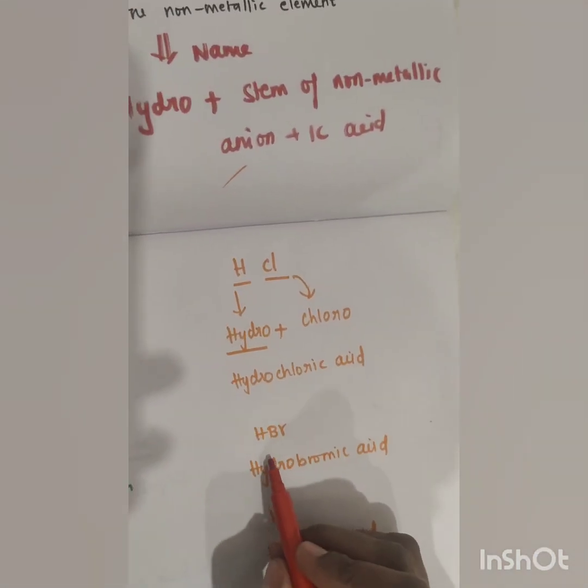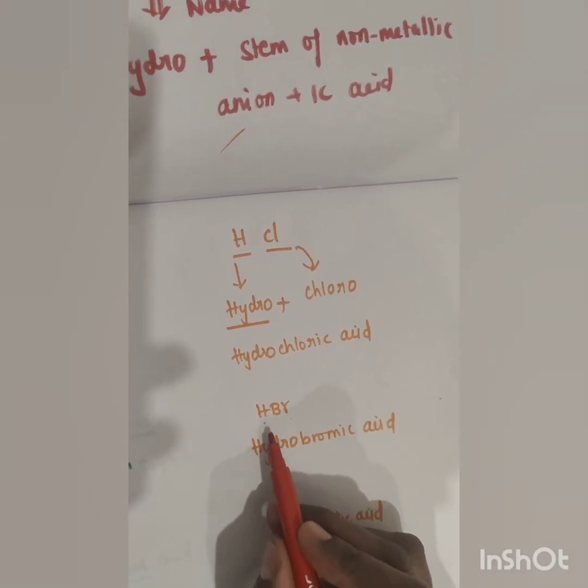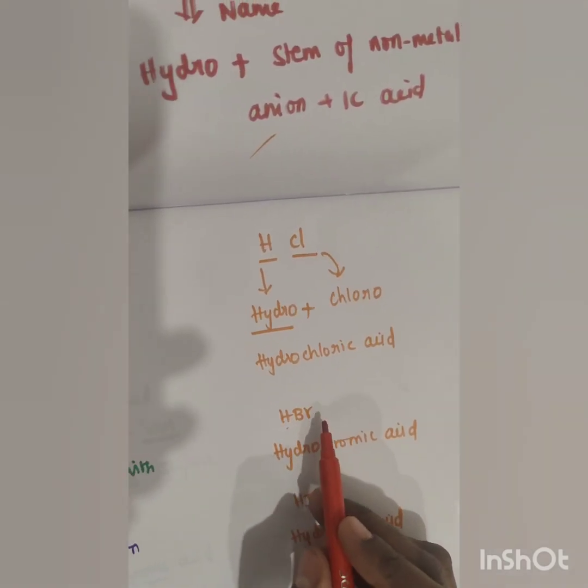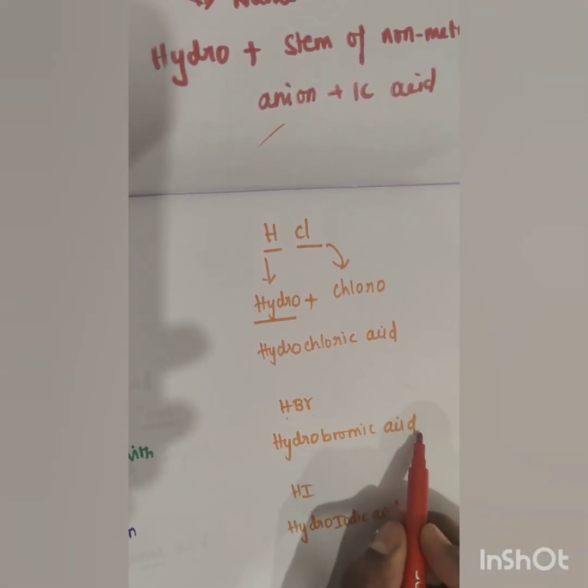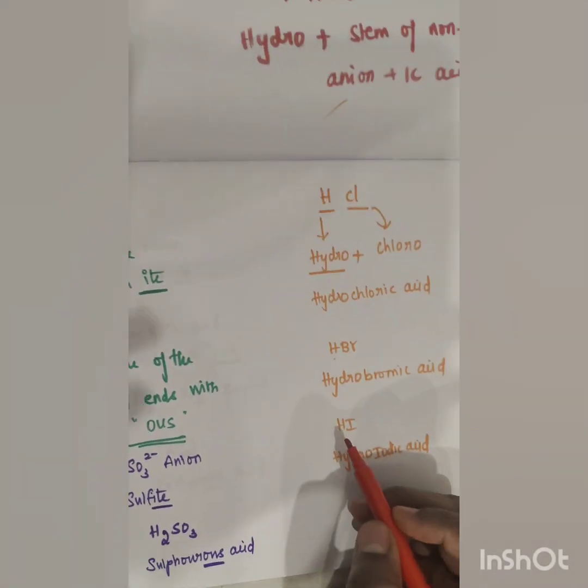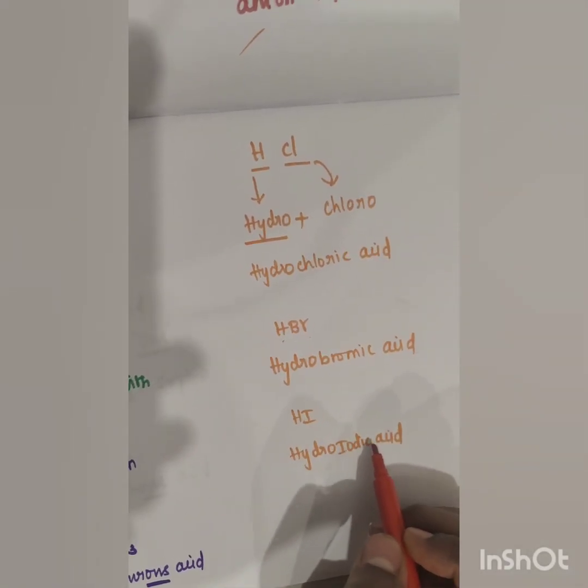Similarly, hydrogen and bromine atom. From hydrogen it is hydro, and from bromine, hydrobromic acid, and hydrogen iodide, hydro plus iodic acid, hydroiodic acid.